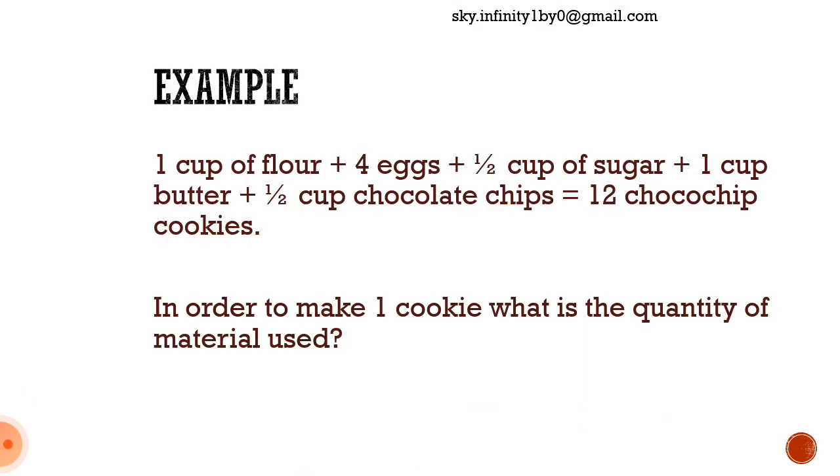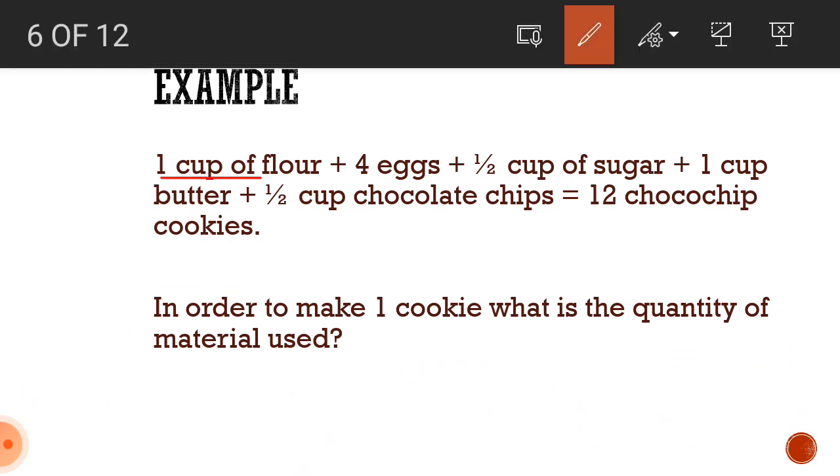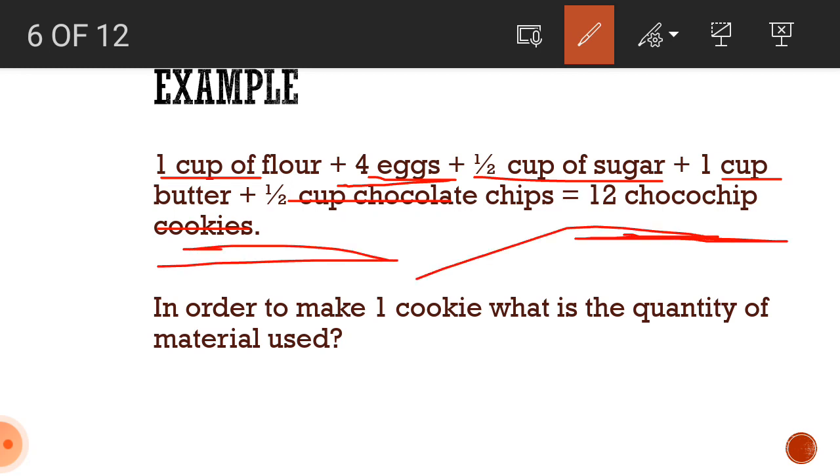Let's take the example of choco chip cookies. We all love choco chip cookies. So we, for example, take 1 cup of flour, 4 eggs, half a cup of sugar, 1 cup of butter and half a cup of chocolate chips in order to make 12 choco chip cookies.